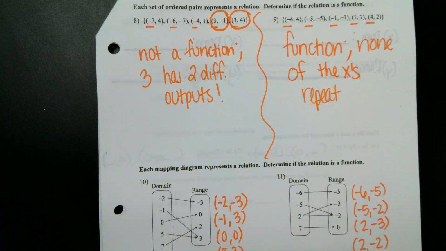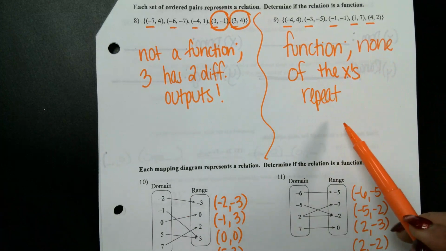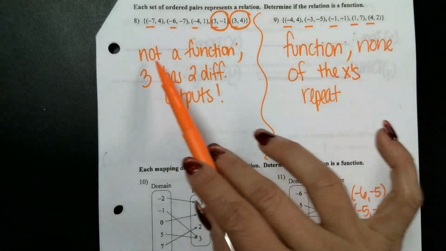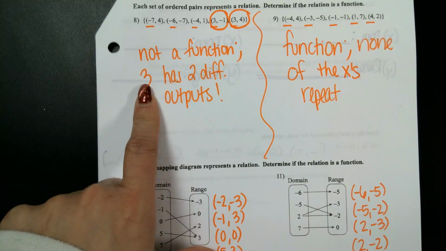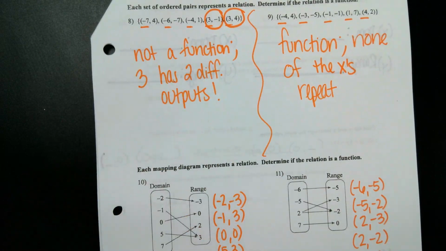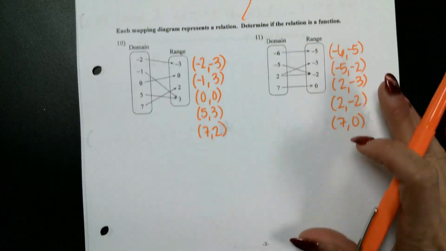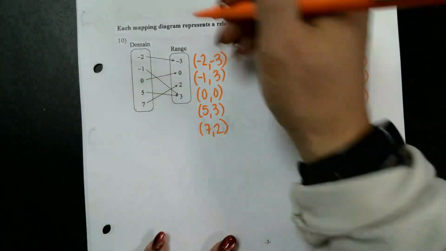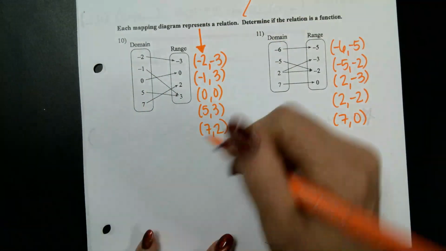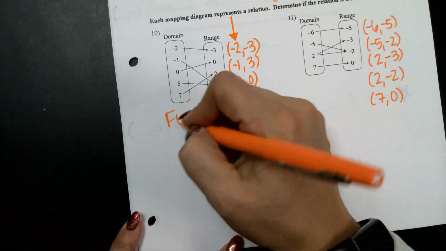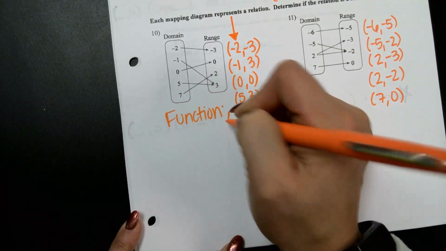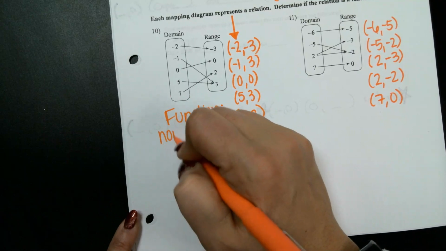If you say something is a function, that right there is a good enough answer. But if you say it's not, you have to be specific. You can't say, well, some of the x's repeat. You have to tell me which x did you see multiple times and that it had how many different outputs. How about number 10? Look right down this column. I see nothing repeating. So that automatically is a function. And again, it's because none of the x's repeat.